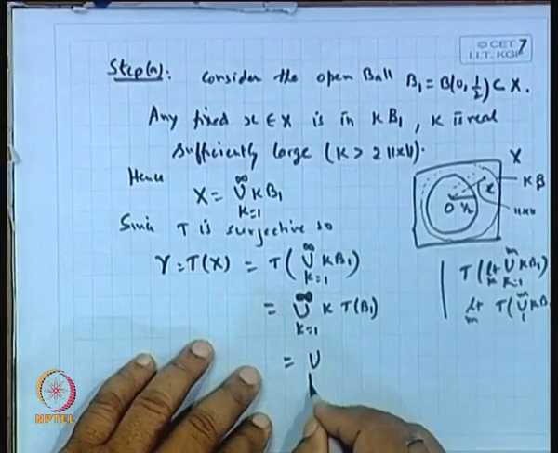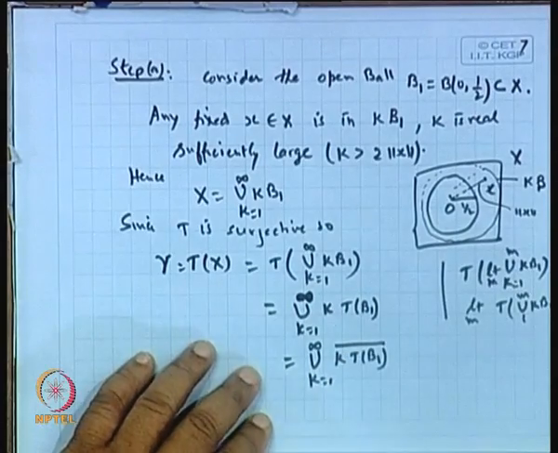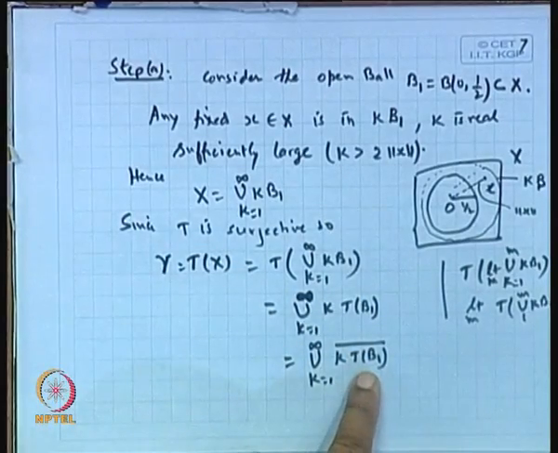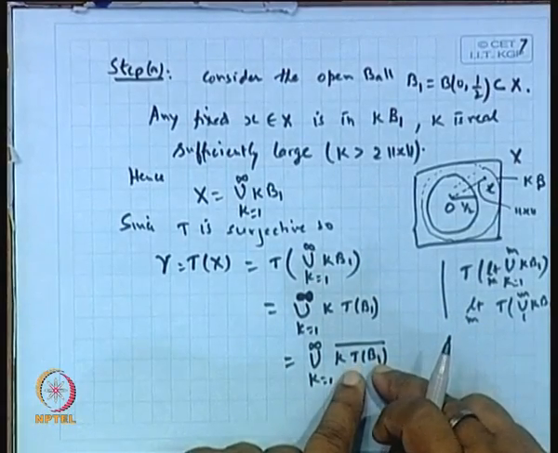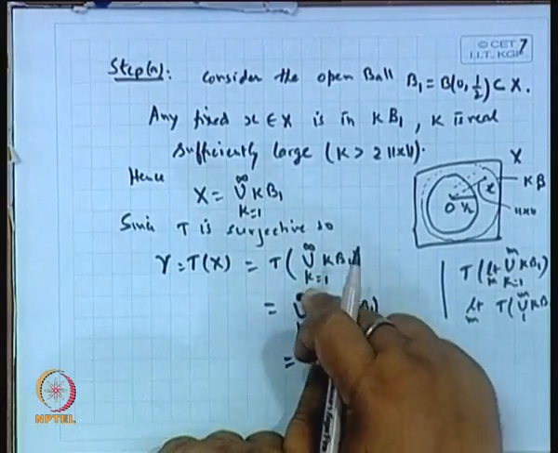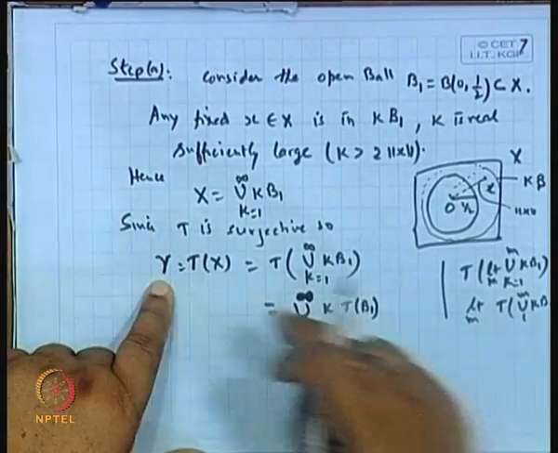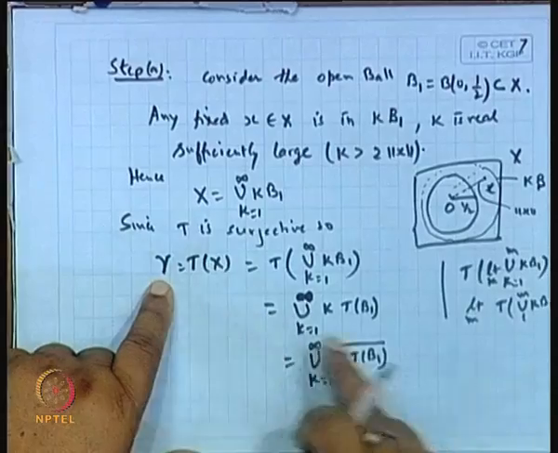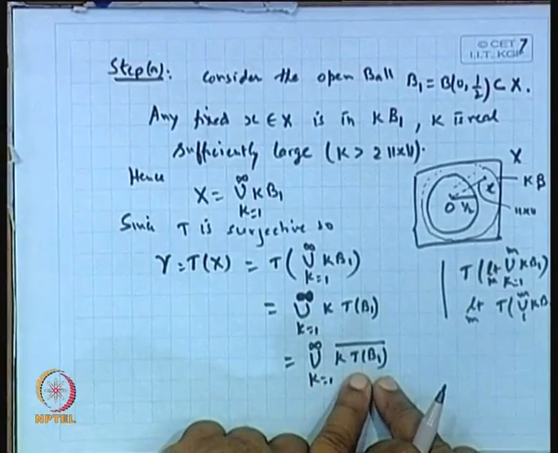Now, can we say this is also equal to the union from 1 to infinity of the closure of k T B1? Why is it equal? Because the closure includes the limit points of these sets also, but when we take the union of all such elements in these sets for k from 1 to infinity, it is nothing but the entire Y. So it already includes the limit points, and even if you take the closure, it is not going to change the equality. So Y can be expressed as a countable union of closed sets.